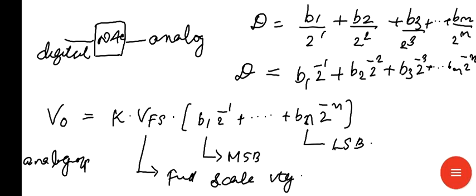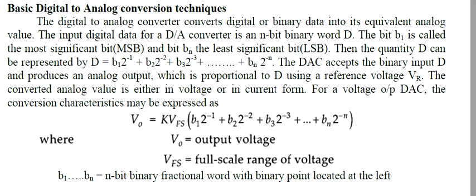This is the basic digital to analog conversion technique, and in this basic DAC we are always given a reference voltage, represented by VR. VR is the reference voltage. So the output of the DAC is V0 equal to K into Vfs, B1 into 2^-1 plus etc., Bn into 2^-n, and B1 is the MSB bit, which is very important, and Bn is the LSB bit. That is the basic digital to analog conversion technique.